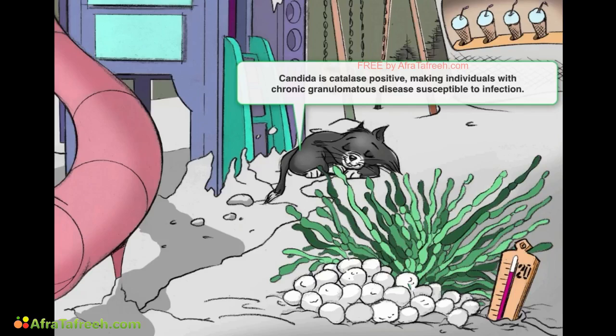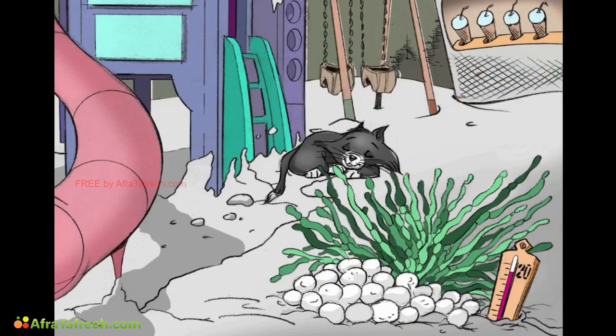In regards to transmission, Candida is normal flora of the GI tract, including the oral cavity, and it's present in up to 40% of the population. But as long as the host is immunocompetent, it doesn't usually pose any problems.